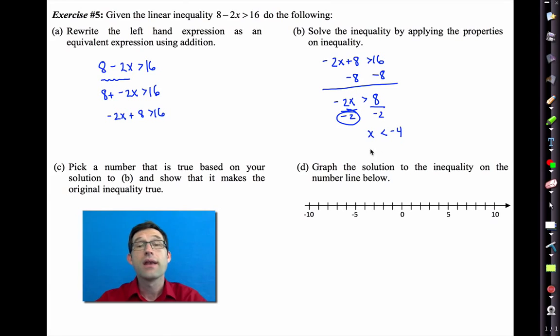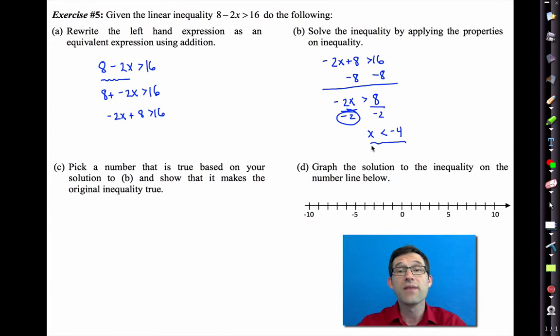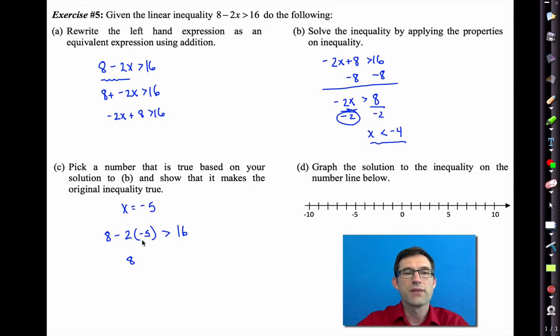Sorry about that. Now what I want to do is pick a number that lies in this solution and test it. So think about a number that would make that true. An easy one is x equals negative 5. Negative 5 is less than negative 4, lies to the left of it on a number line. So let's test it in the original inequality. So 8 minus 2 times negative 5 is greater than 16. A negative times a negative is a positive, so 8 plus 10 is greater than 16, and 18 is greater than 16. And that is most certainly true.